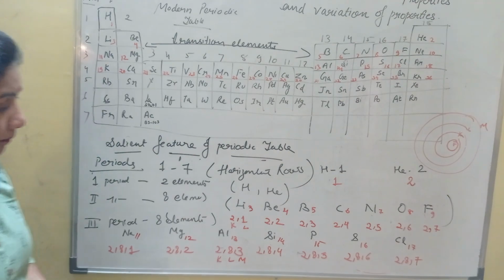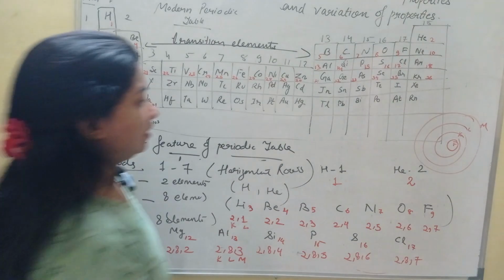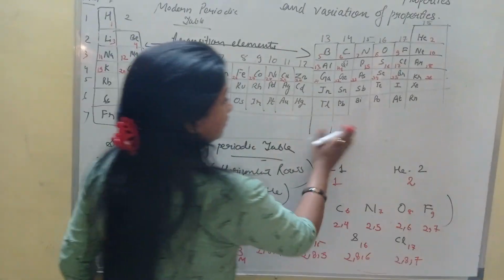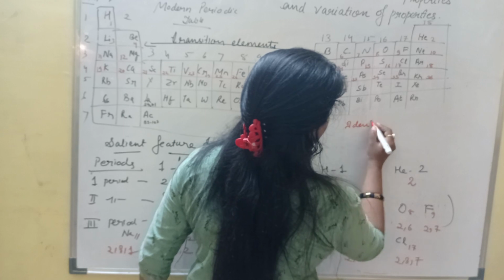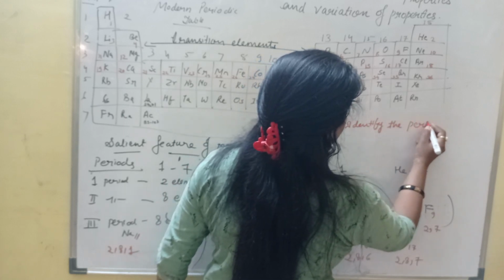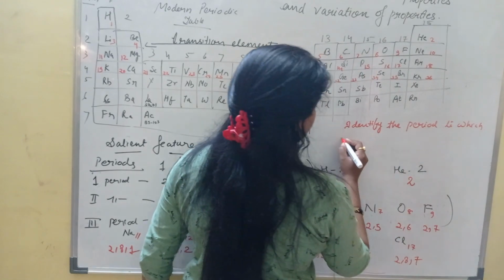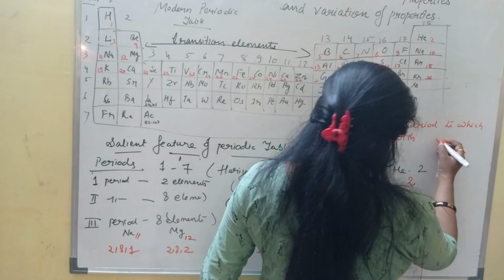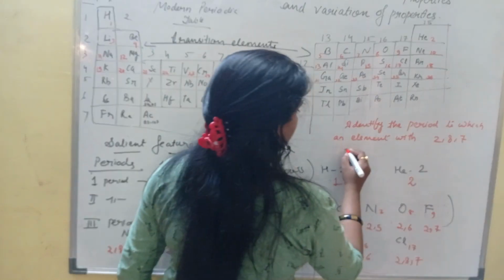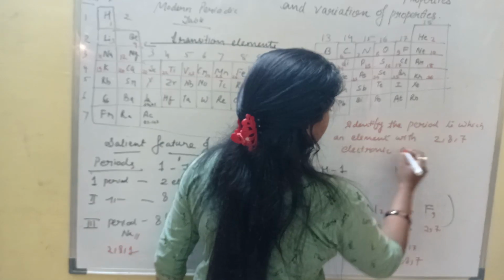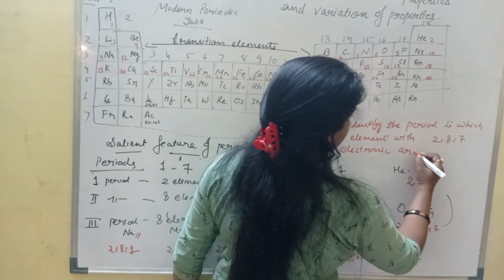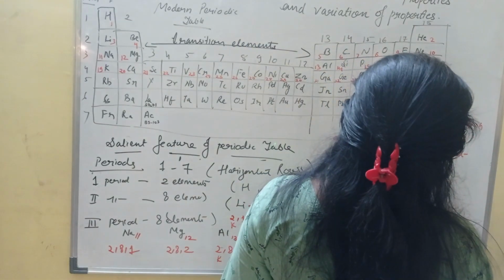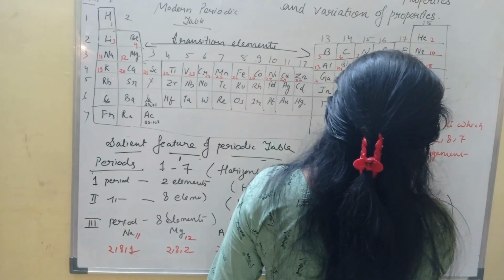Understood? Suppose you get a question in which you have been asked to identify the period to which an element with this electronic arrangement will belong.